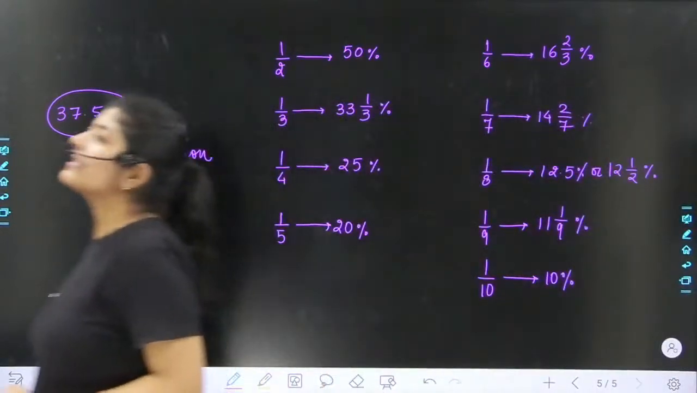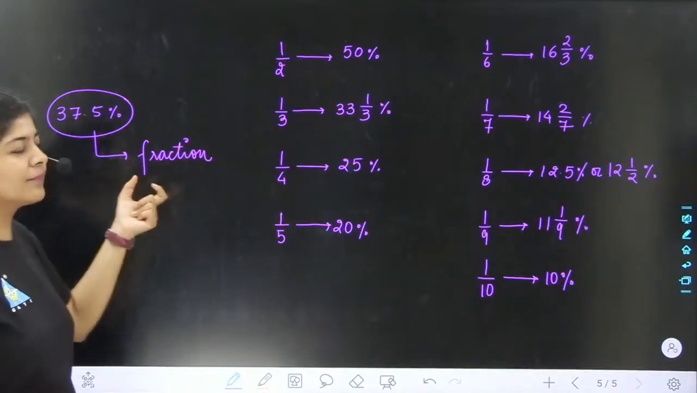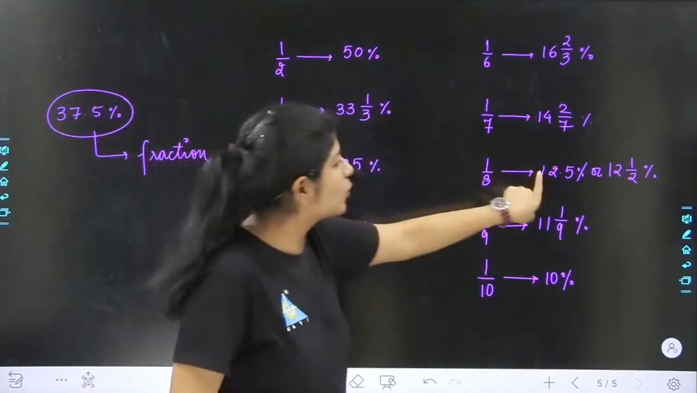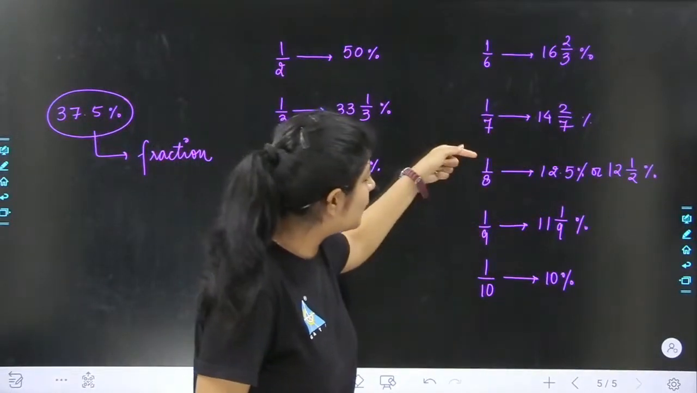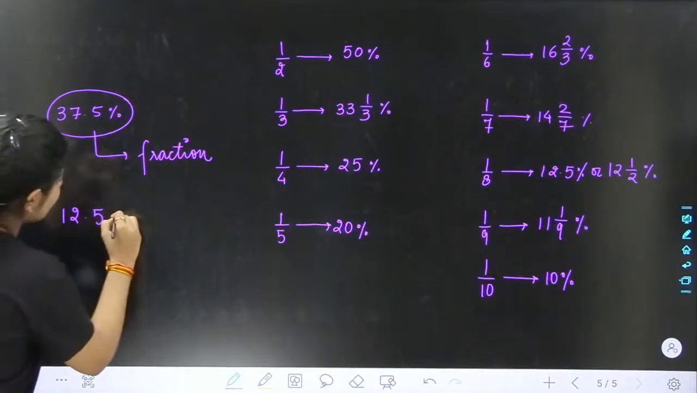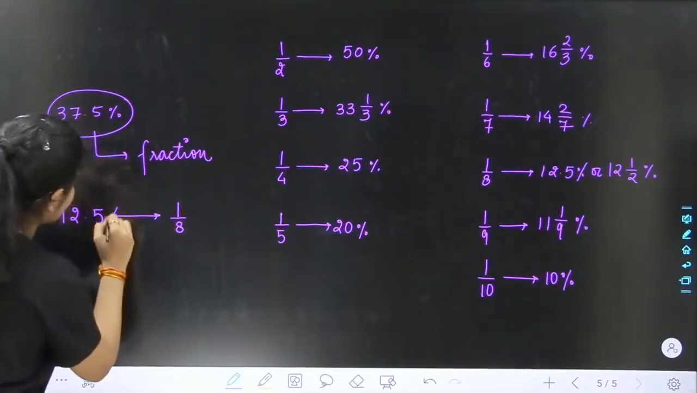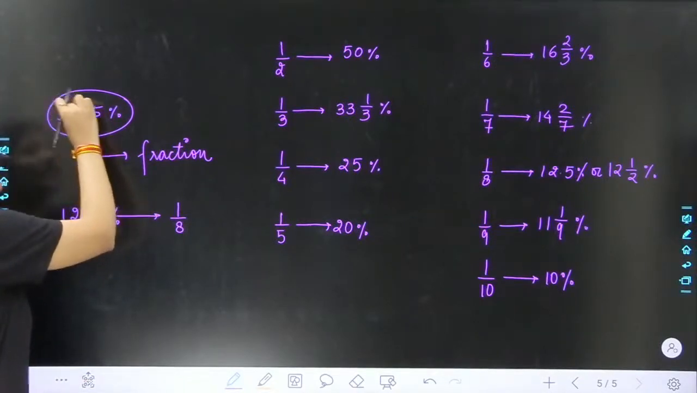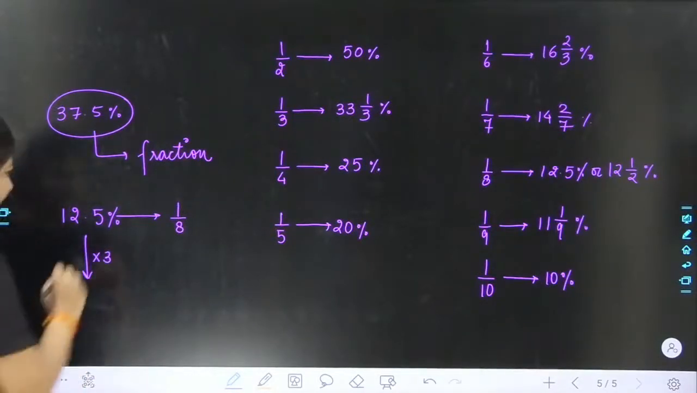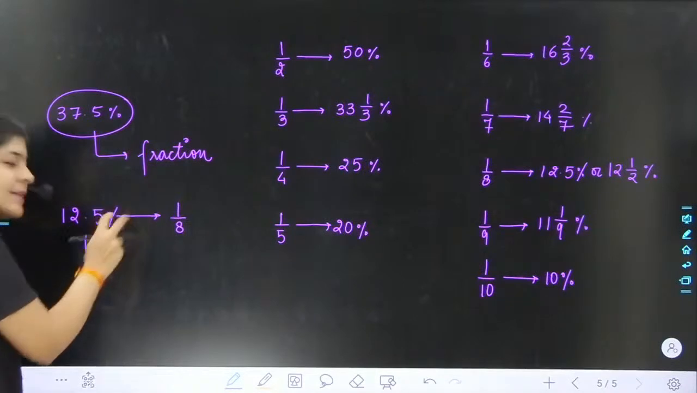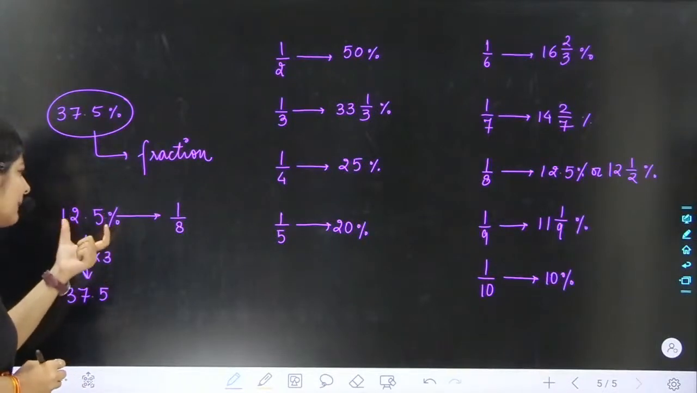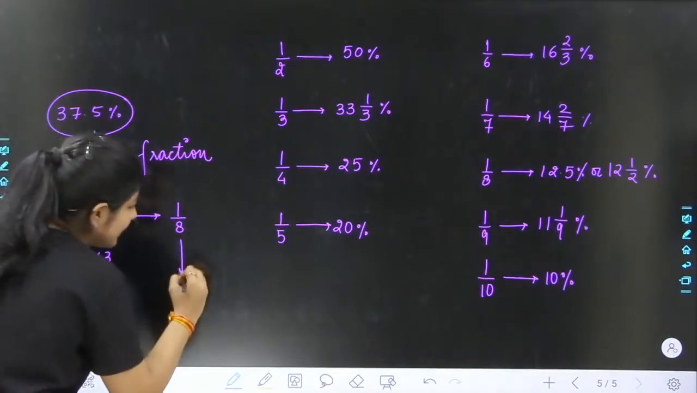How do I write 37.5% in fraction? When I see this percentage value, this 0.5 value, I recall 12.5, which is equal to 1 by 8 in the fraction. So if I write 12.5 as 1 by 8, and here I am having 37.5, that means it is a multiple of 3, right? If I multiply 12.5% by 3, I'll get 37.5. That means if I'm multiplying this term by 3, we have to multiply this term by 3 also.